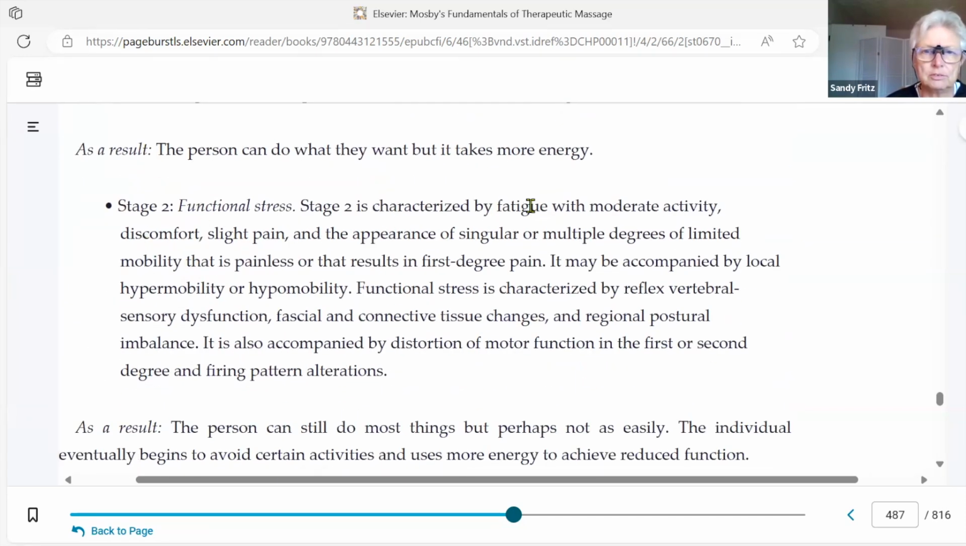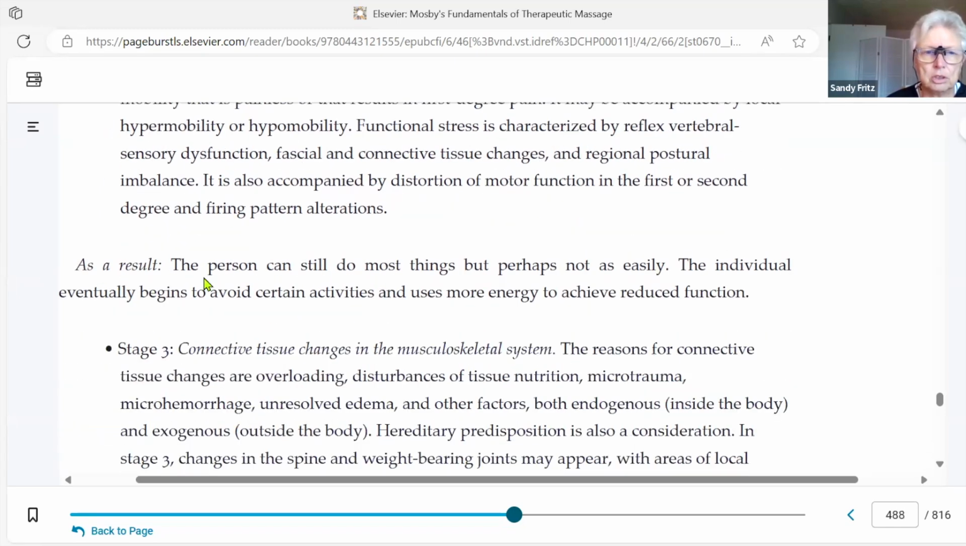Stage 2, functional stress, then we need to be concerned. This might be the point where we would get into referral. So as a result, the person can still do most things, but not as easily. And they'll start to avoid activities, and they'll use more energy to achieve the same function.